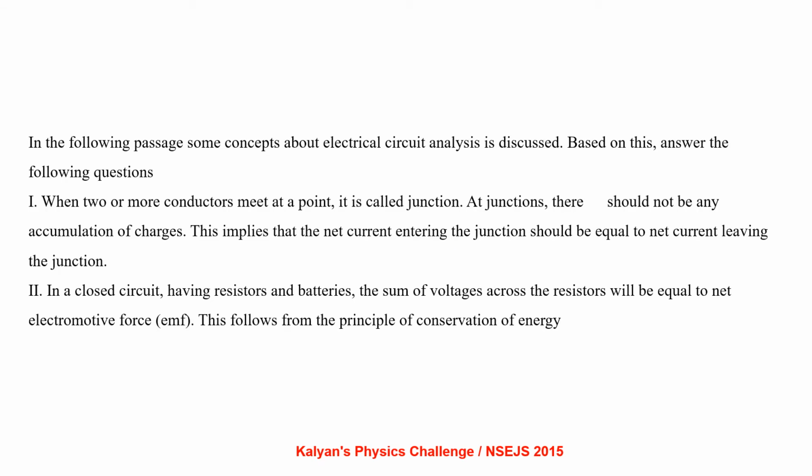In the following passage, some concepts about electrical circuit analysis are discussed. Based on this, answer the following questions. When two or more conductors meet at a point, it is called a junction. At junctions, there should not be any accumulation of charges. This implies that the net current entering the junction should be equal to the net current leaving the junction.